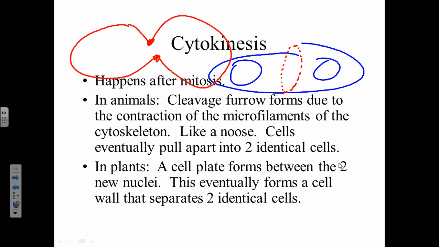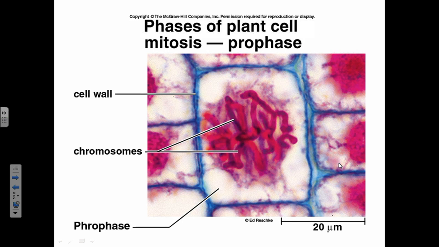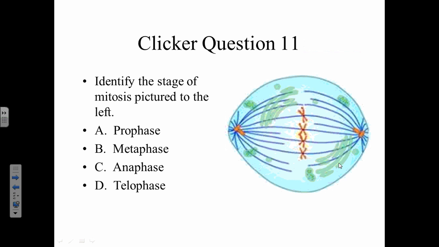All right, on the next couple of slides, I've got some pictures. I'm going to show you the picture, and I want you to tell me from the picture what stage the cell is in. They're not labeled. Cleavage means to cut, split. All right, so this picture right here. Identify the stage of mitosis pictured to the left. Actually, to the right. Should be to the right.